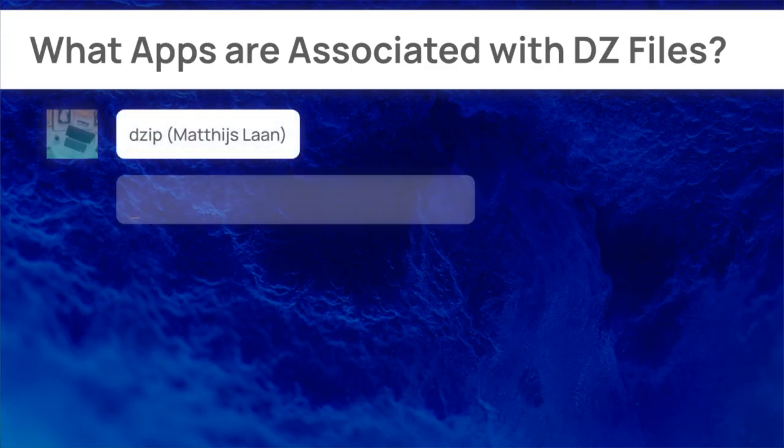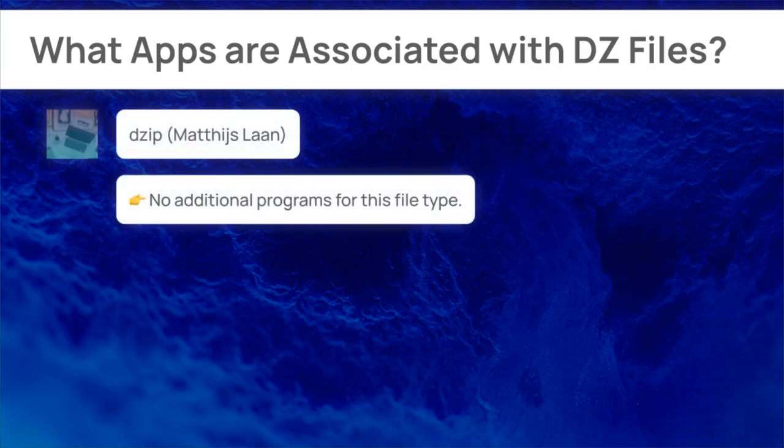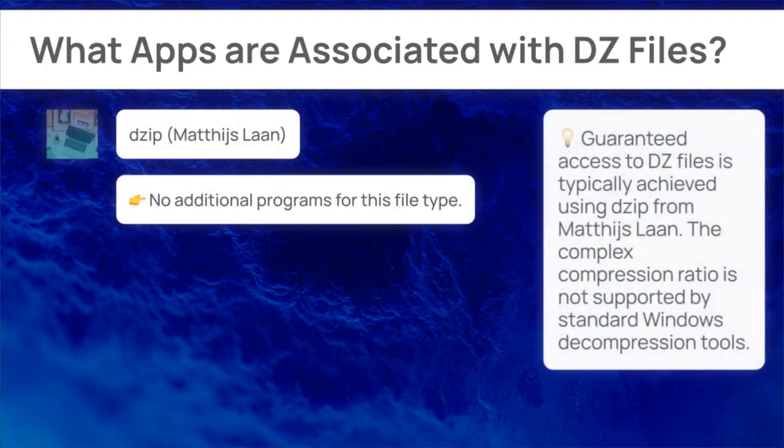The recommended application from Matthias Lahn for handling DZ is unequivocally Dzip. The complex compression ratio is not supported by standard Windows decompression tools. Windows can tell you the file type, but retrieving the content still requires archive software.